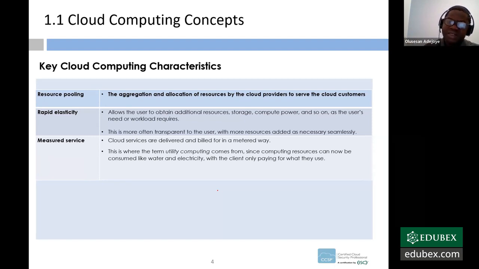If your demand decreases, maybe off-peak, and the CPU utilization decreases to about 25%, then you can say the system should scale down by removing some of those virtual machines. This is to enable you not to over-provision resources, to handle spikes, and to give you a cost optimization method. Then we have our measured service.